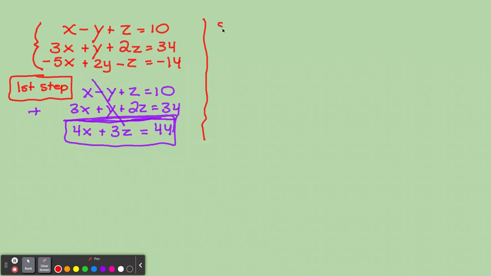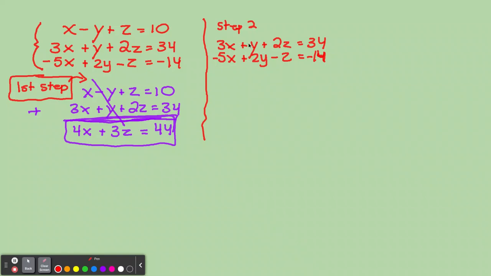Step 2. So in step 2 now, we're going to take the middle equation, 3x plus y plus 2z equals 34, and we'll put the bottom one on the bottom, negative 5x plus 2y minus z equals negative 14. And we're going to try to get another equation. Now the problem with this one, as you can see, is there's nothing to eliminate right away. So we have to manipulate. Remember, we're trying to get rid of the y's because we got rid of the y's in the first step.